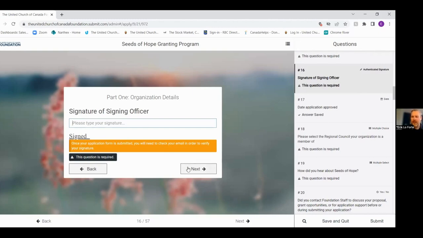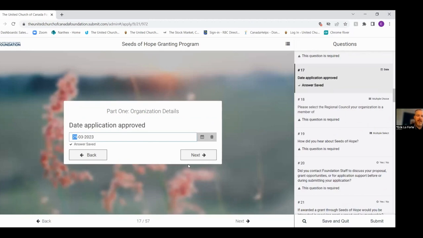Once you submit the application, you will receive an email saying, hey, you have signed off on this. If the person writing the application is different than the signing officer, that is okay. You can write their name, and then we ask that you forward that email confirmation to the person that is signing off on it, so they have it on their records that they are the people that have signed off on this. And then the last question in this section is the date of the application approved. So when was this approved? This could be the day that you submitted, or it could be before that.